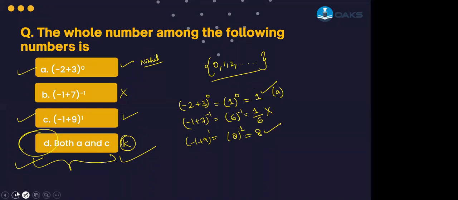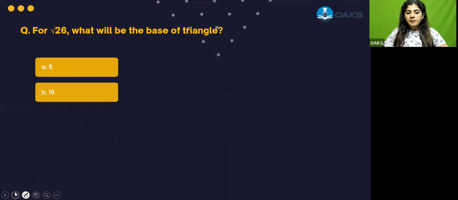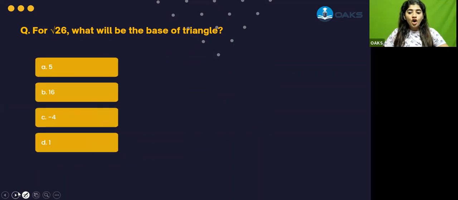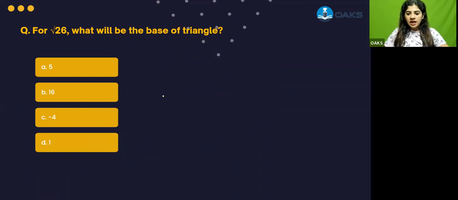Okay. Now, what is the next question? For under root 26, what will be the base of triangle? We have done these type of questions. Let's see who can answer here. A, B, C, and D. There are 4 options. Okay, A. You are saying A is the correct option. Let's see the answer and I'll be explaining why A is correct. Good, great. A is the correct option.